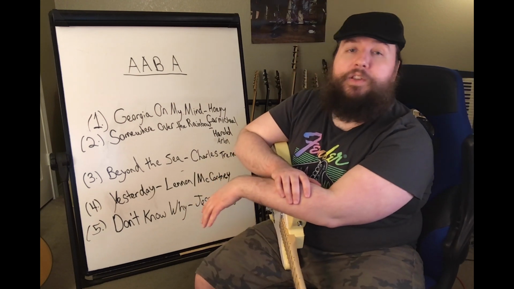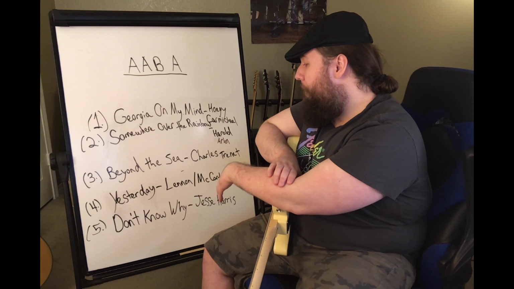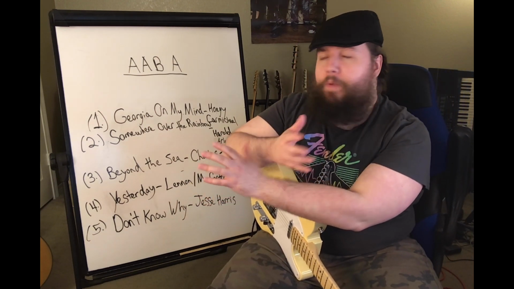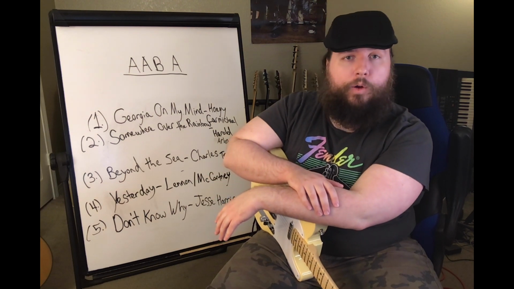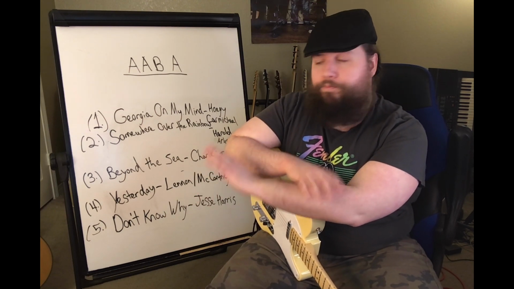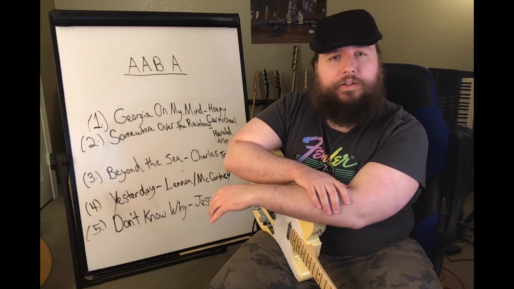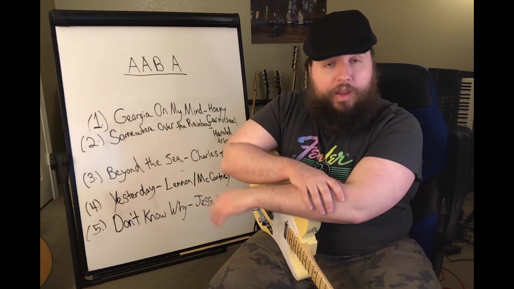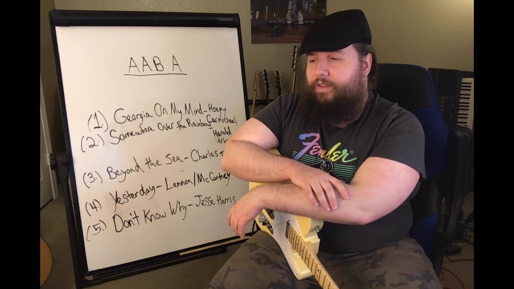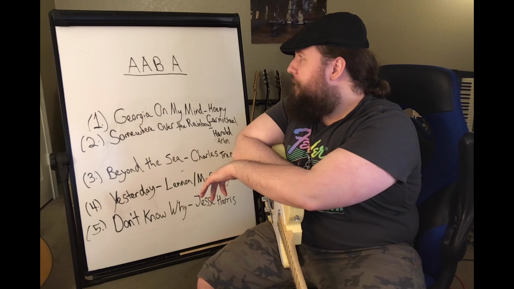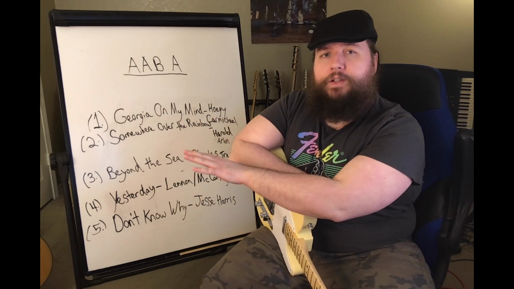Number 5 is Don't Know Why by Jesse Harris. And Don't Know Why was made hugely famous by Norah Jones on her Come Away With Me album. Early 2000s, amazing song, amazing rendition. In fact, I was listening to this before I did this video, and it's kind of haunting. Beautiful, beautiful rendition. But these 5 songs employ the AABA song structure.